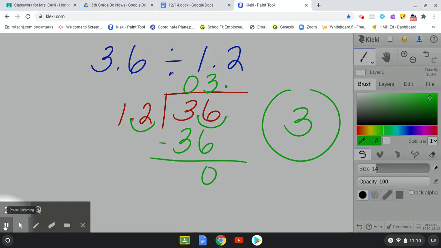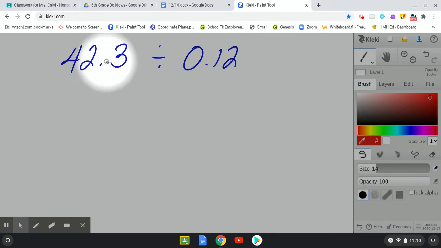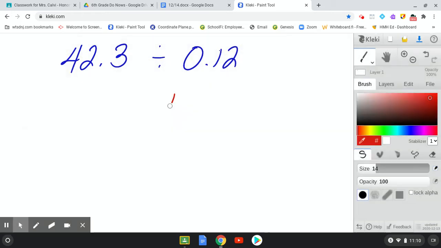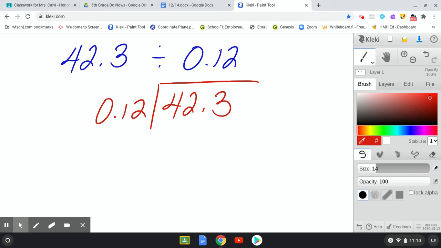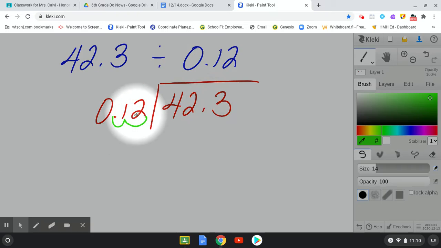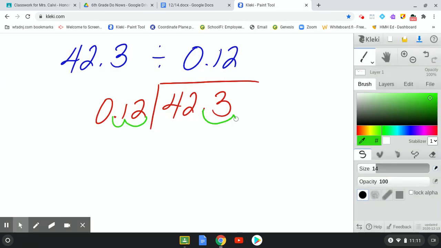Let's try another one. Okay, so here we have 42 3/10, and we're dividing that by 12 hundredths. So first number goes inside of my division box, which is my dividend. Second number is going to be my divisor outside the division box. I need to get rid of this decimal, so I'm going to go 1, 2 scoops to get it to the end. Whatever I do in my divisor, I must do in my dividend. So I went 2 scoops in my divisor to get it to the end. I have to go 2 scoops in my dividend. So I'm going to go 1, 2.